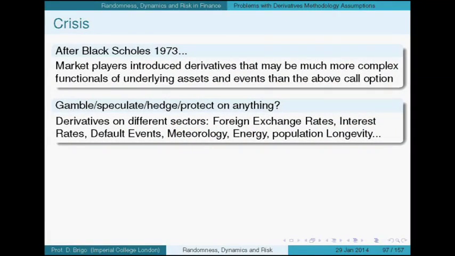So this leads me to describe the financial crisis. There have been a number of crises clearly after 73. The market players started introducing derivatives on a number of areas, both more complex than the simple gamble we have seen on the growth. There are derivatives that look at very different aspects: barrier events, the whole history of the underlying stock, more than one stock, default events, foreign exchange variables, interest rates, even population longevity, earthquakes, weather derivatives. The market wrote financial products on every sort of variable.